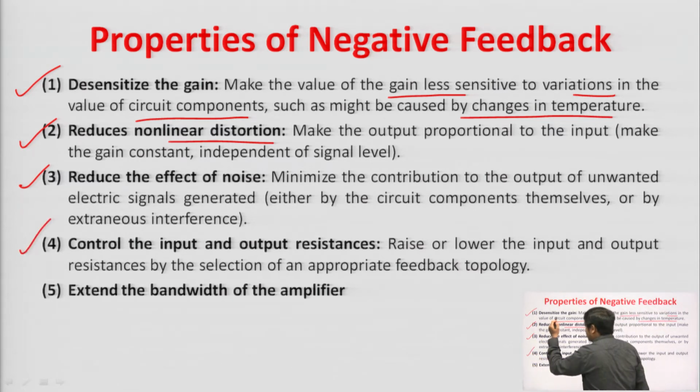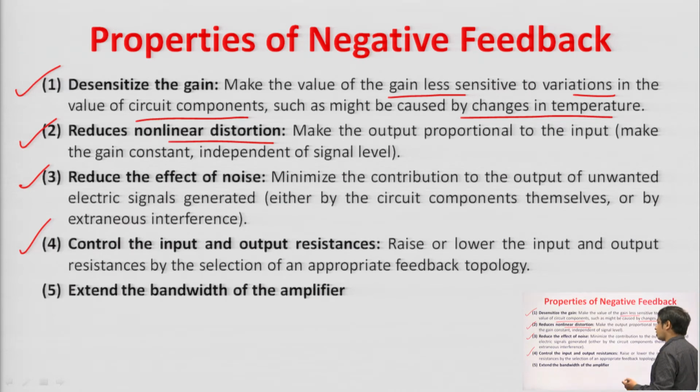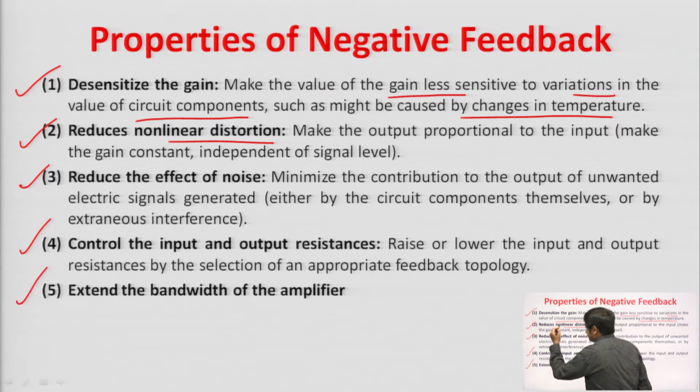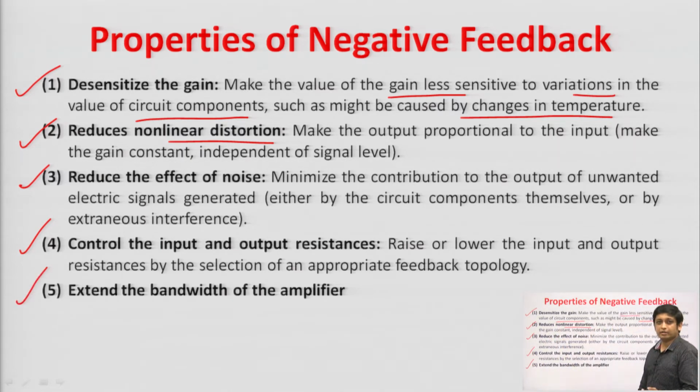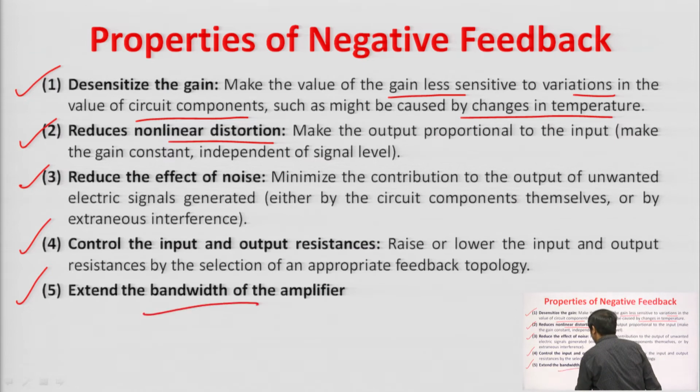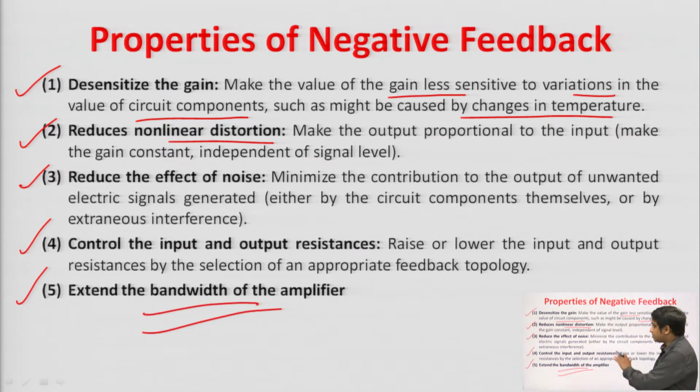Next, negative feedback can control the input and output resistance. That is very important, because for different amplifiers the input and output resistance required can be different. For voltage amplifier it is different, for current amplifier it is different, fine. So, with the help of negative feedback we can control the input and output resistance. Next, obviously we want more bandwidth. This negative feedback extends the bandwidth of the amplifier. So, these are the properties of negative feedback. You can also say that these are the advantages of negative feedback.